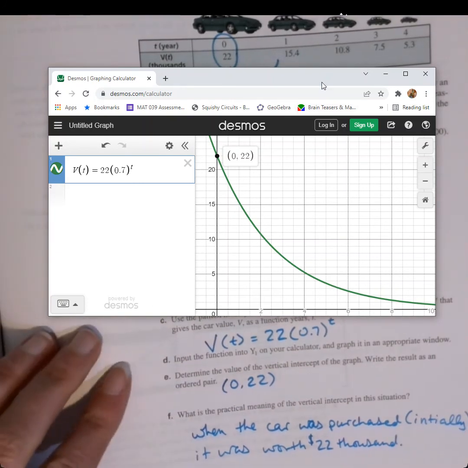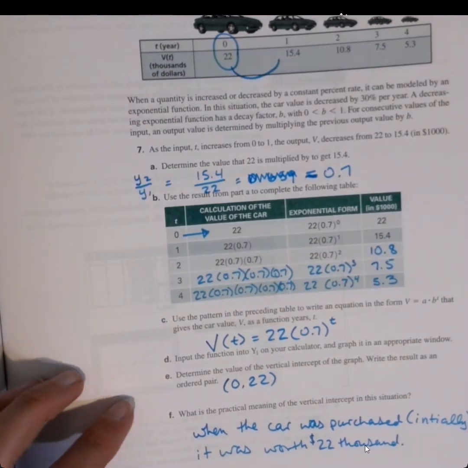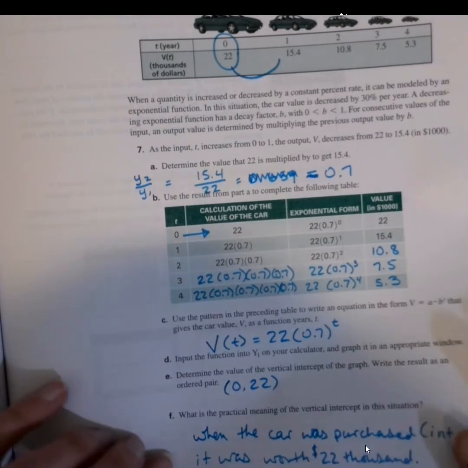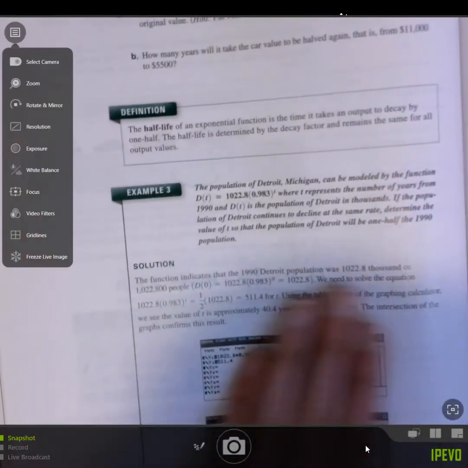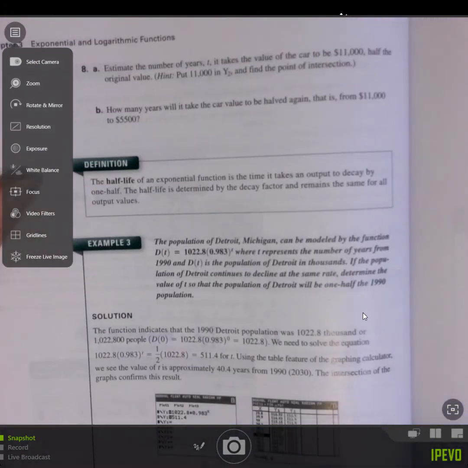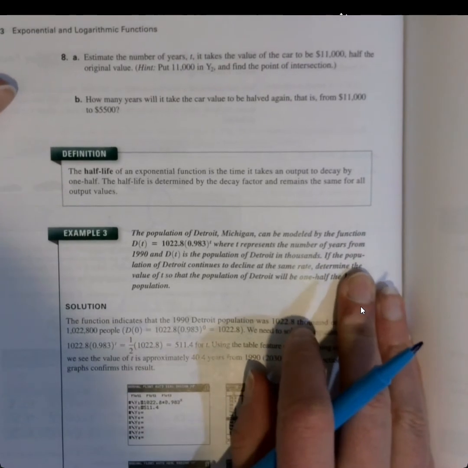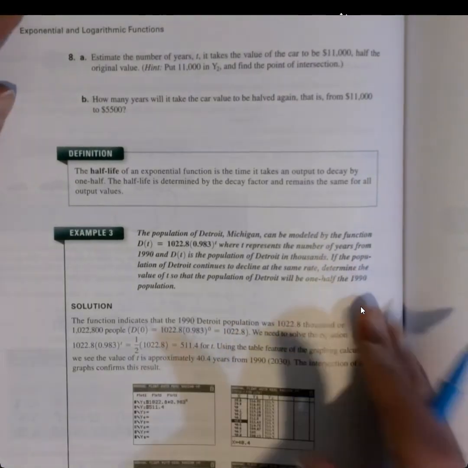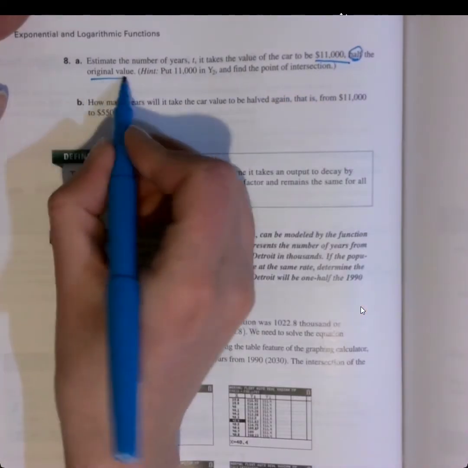All right, I can move decimals out of the way. I just was keeping that graph up there for fun. And we got our initial value. Let's go to the next page. Oops, bumped something there. All right, number 8. Estimate the number of years it will take for the value of the car to be $11,000, and that's half of the original value. Okay.